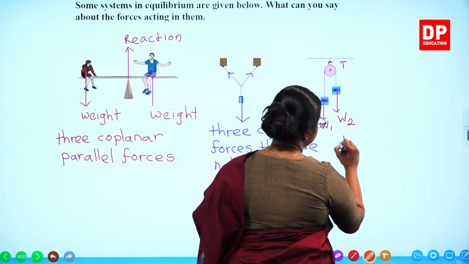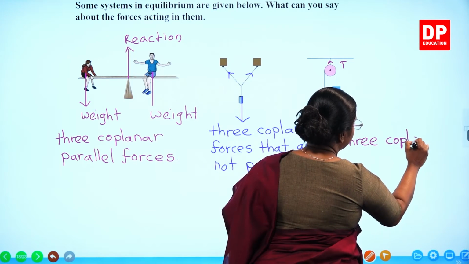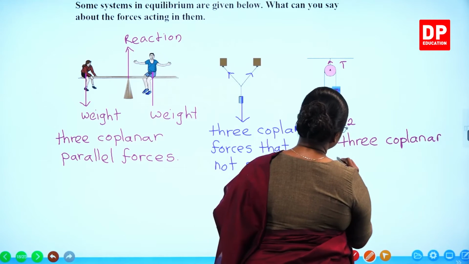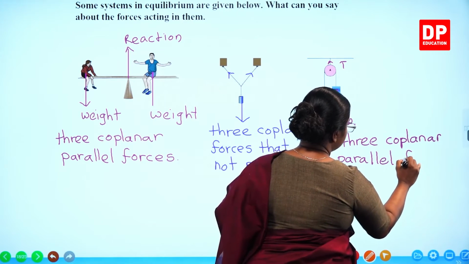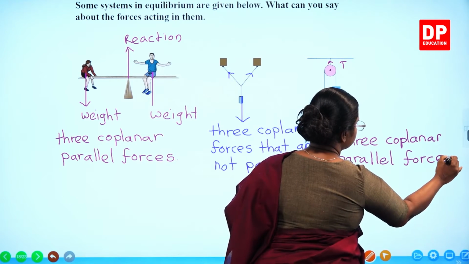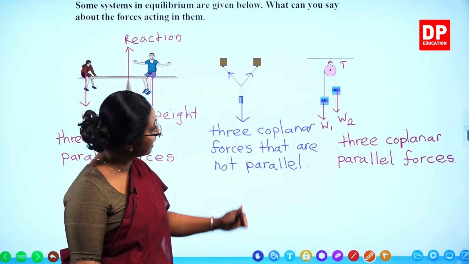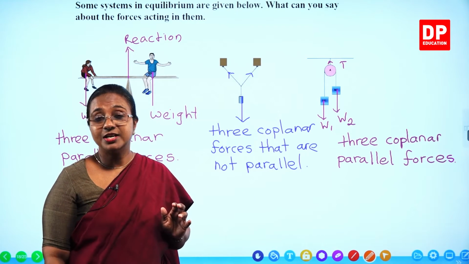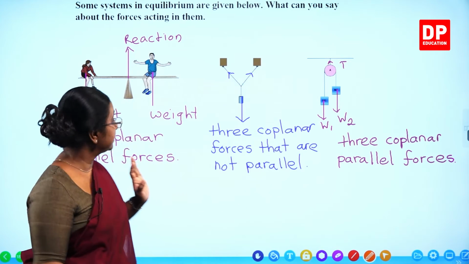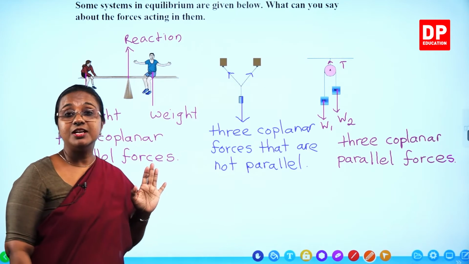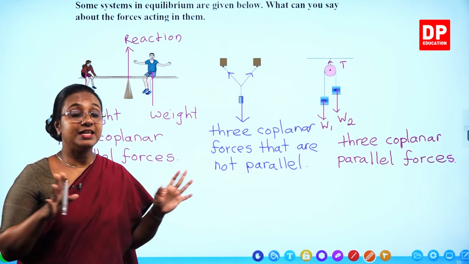So, here these are 3 coplanar parallel forces. The weights acting downwards, the tension acting upwards. So, these are 3 instances, students, that we see in our day-to-day life also. Similar to this, there are many other instances.